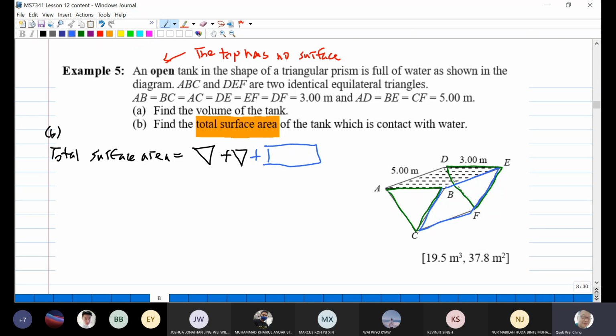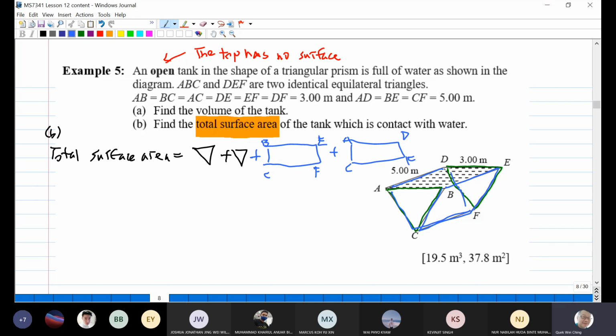Okay, C, B, E, F. So the C, B, E, F, and then another one at the back also, A, D, C, F. Okay, A, D, C, F. Here. A, D, C, F. Two triangles.